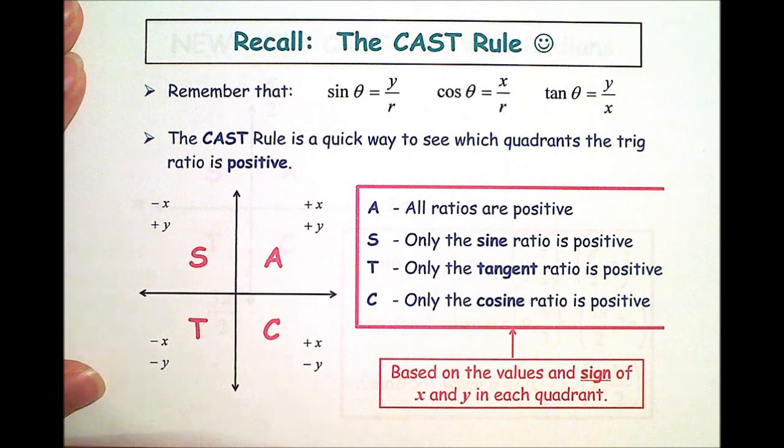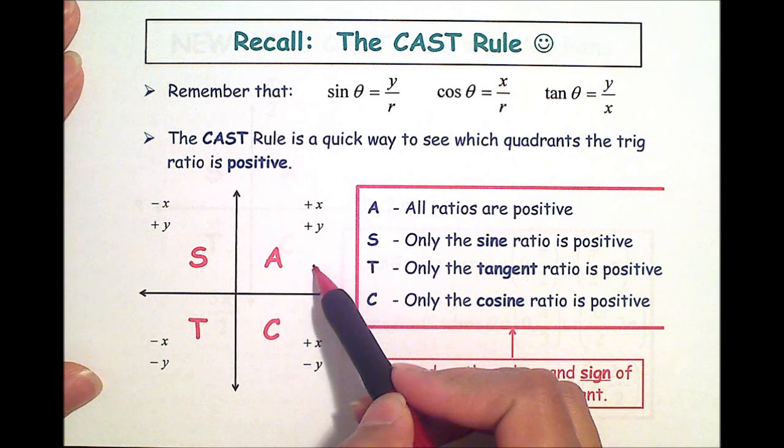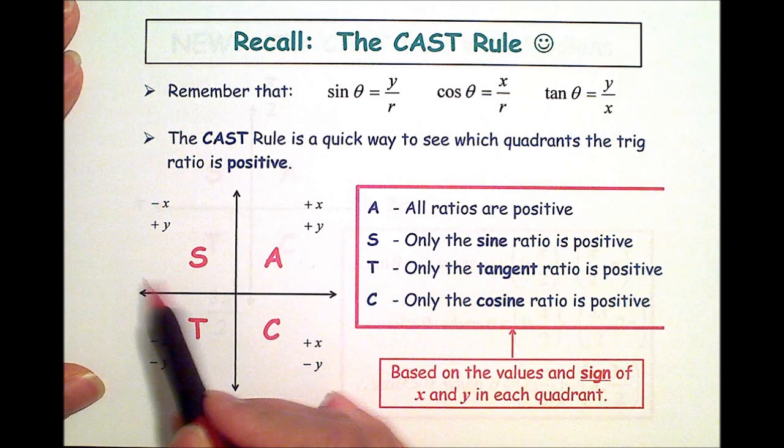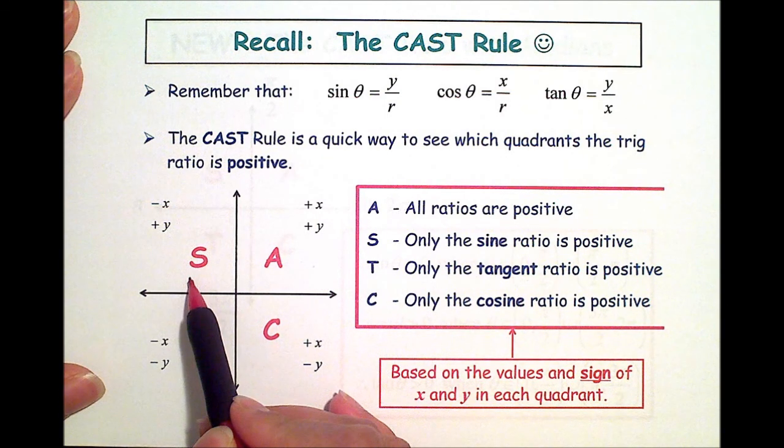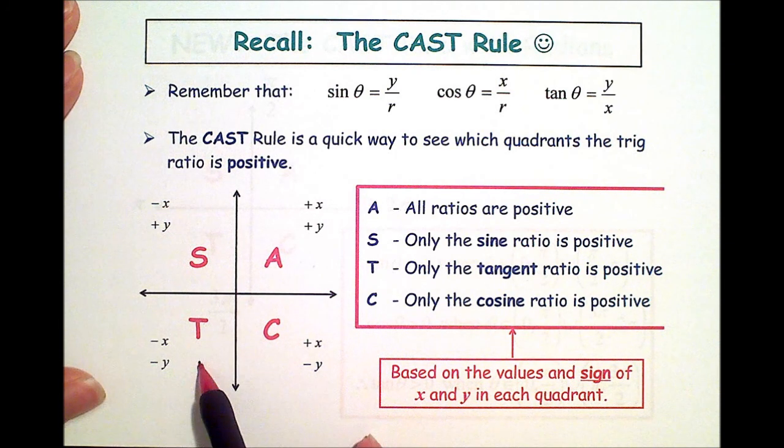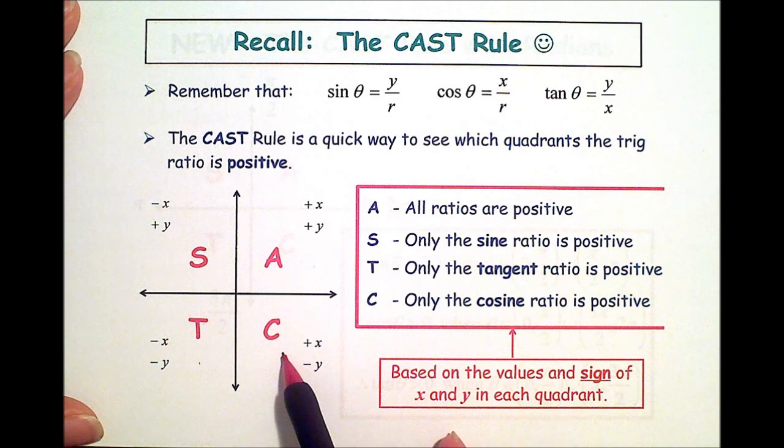Okay, so in the first quadrant, all the ratios are positive, which means sine, cosine, and tangent are all positive. In quadrant 2, only the sine ratio is positive, which means cosine and tangent are negative. In quadrant 3, tangent is positive, which means sine and cosine are negative. And in quadrant 4, cosine is positive, which means sine and tangent are going to be negative.